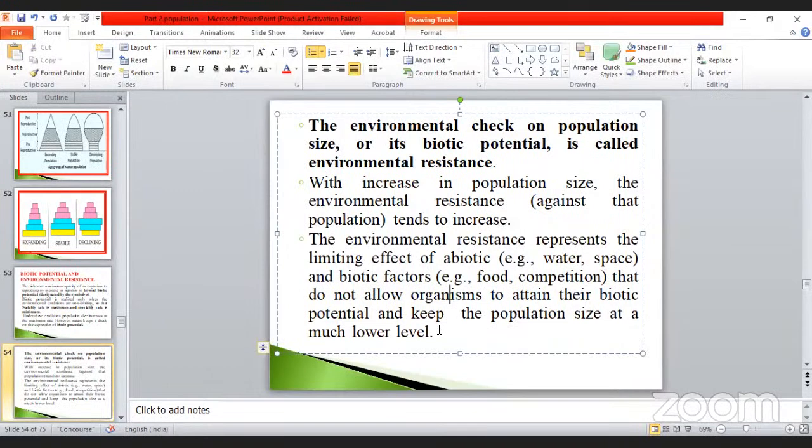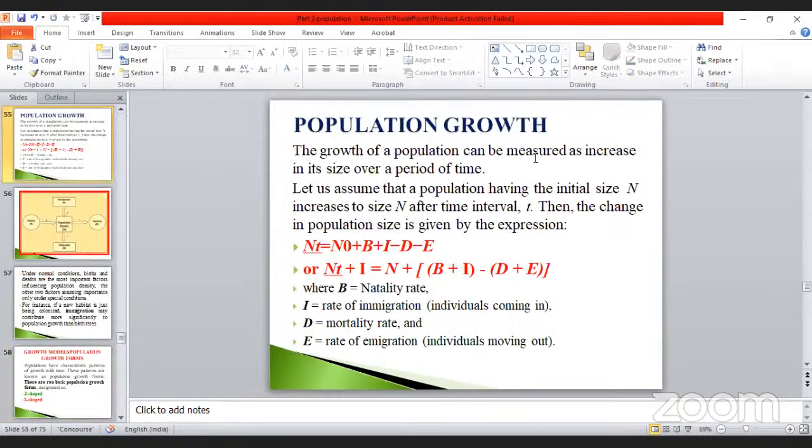Once it increases, what happens? It will be increased gradually. It will not decrease. It will not go to the lower level. That is very, very important. So that is the potential, and population growth. So this is the formula. The population growth, how will it be calculated?